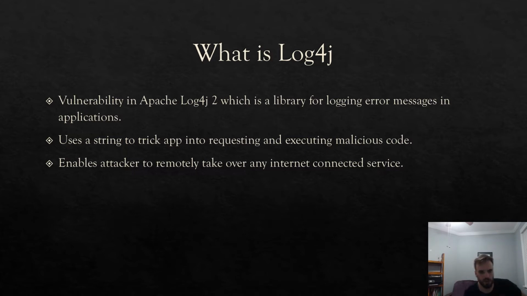So what is Log4j? It's a vulnerability in an Apache server. The actual name for it is Log4Shell or Log4j2, but it is a library for logging error messages in applications. So how they exploit it is an attacker will input a string, but that particular string is meant to trick the app into requesting and executing malicious code. After that malicious code is executed, then the attacker has remote control.